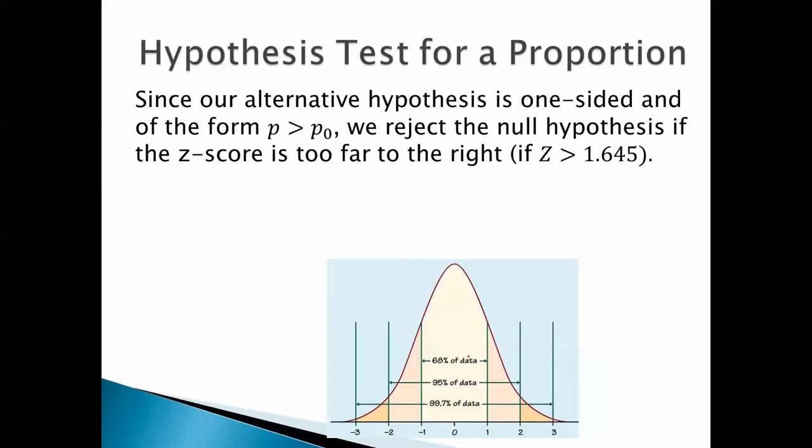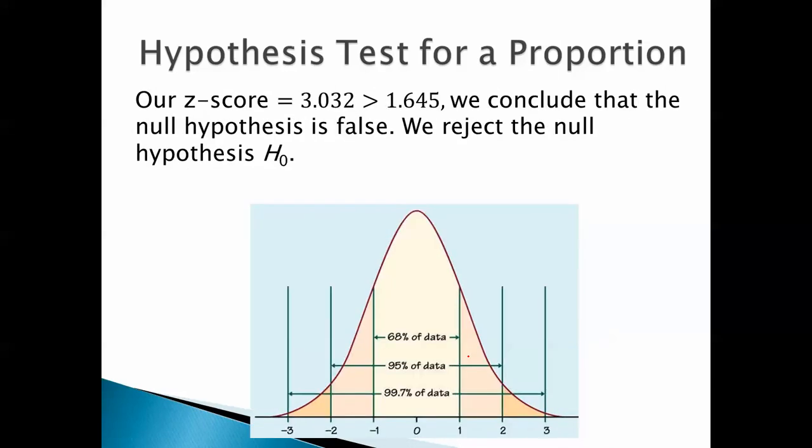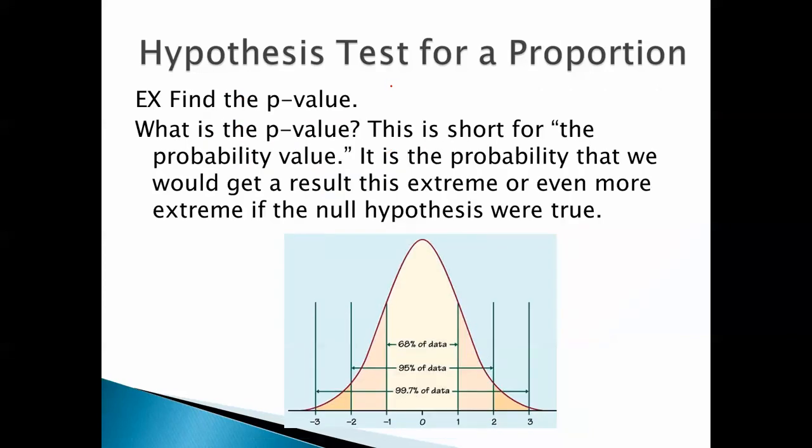Since our alternative hypothesis is one-sided, and of the form P is greater than P sub 0, we reject the null hypothesis if the z-score is too far to the right. So in other words, if z is greater than 1.645. Our z-score is 3.032, which is greater than 1.645. We conclude that the null hypothesis is false. We reject that null hypothesis.